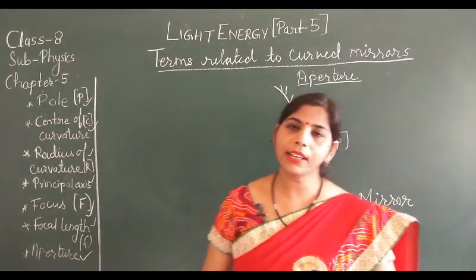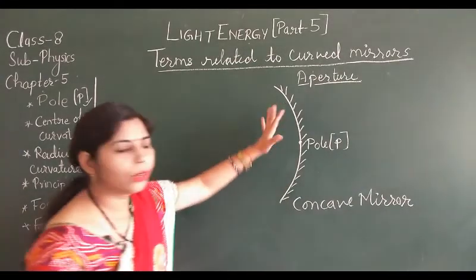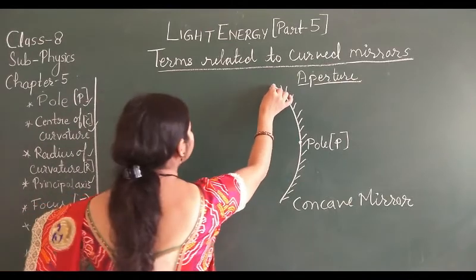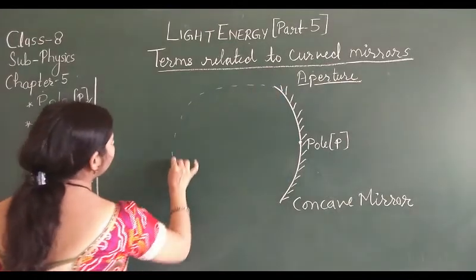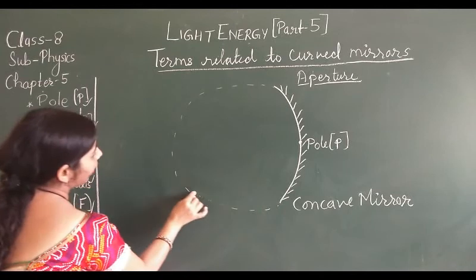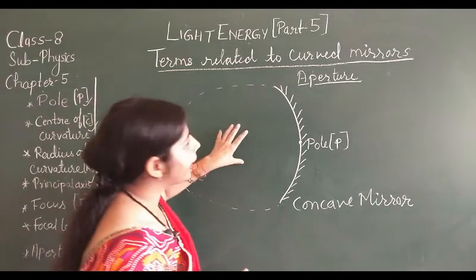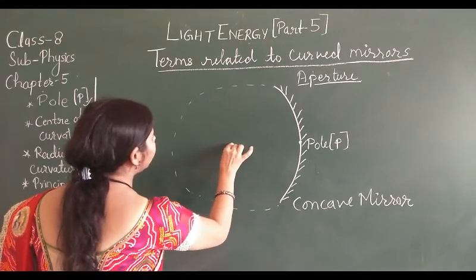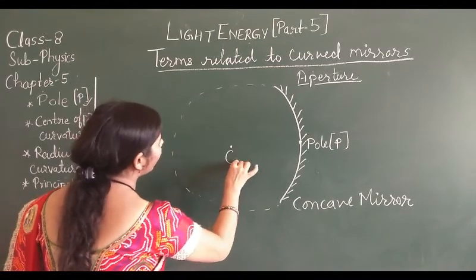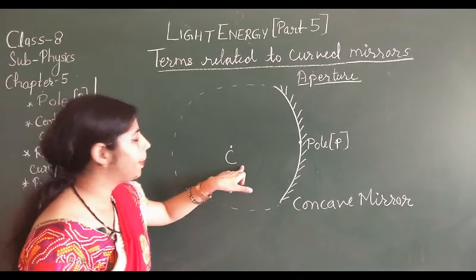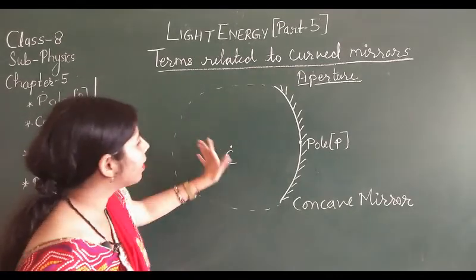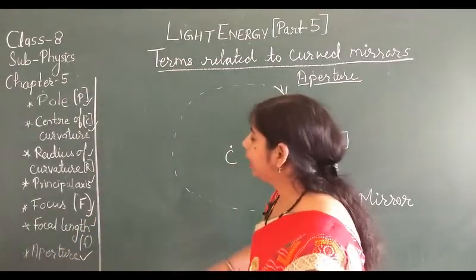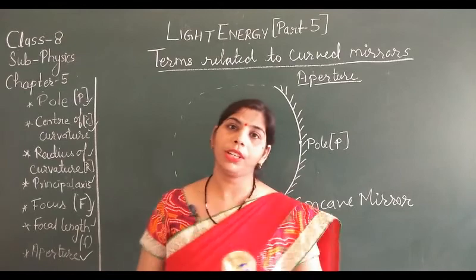Now next is the center of curvature. What is the center of curvature? As I already told you, this is part of a sphere. Suppose it was previously a sphere, so somewhere it has a center. This center is known as the center of curvature, which is denoted by capital C. That means the center of curvature is the center of the hollow sphere. Now next is the radius of curvature.